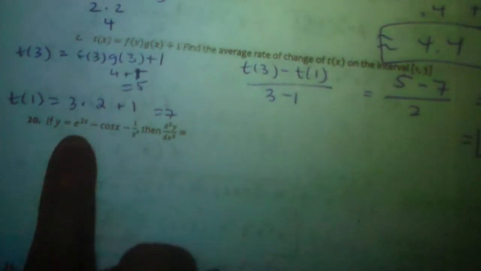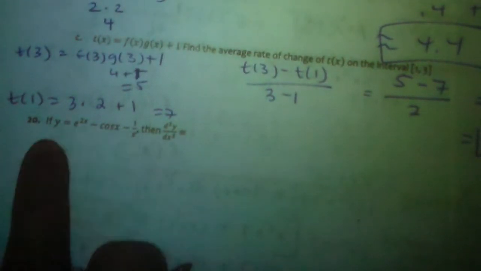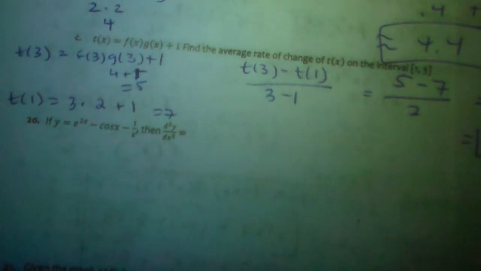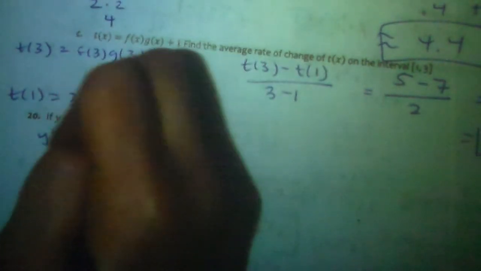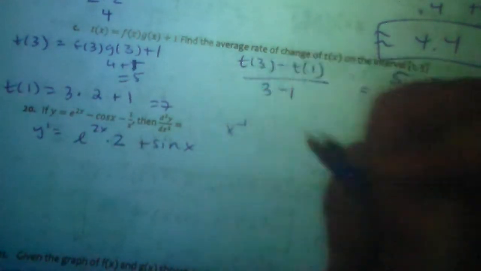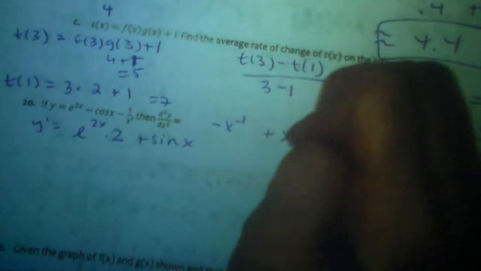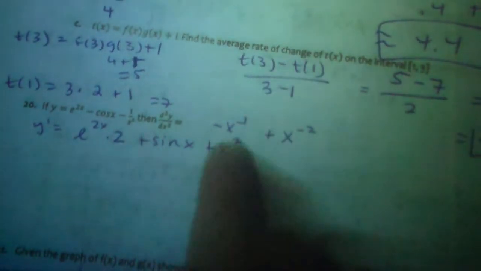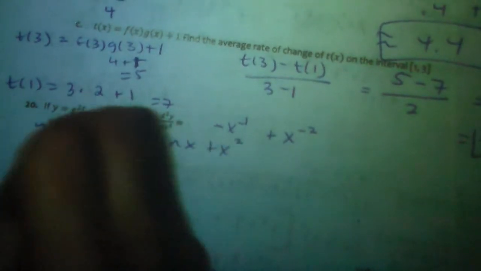Alright, here I'm looking for second derivative. There's no y's in my equation, so I don't need to do dy dx, right? This is just the first derivative. Derivative of e to the 2x times 2. Derivative of cosine is negative sine, so minus cosine would be plus sine. And then 1 over x is x to the negative 1. This is negative x to the negative 1. Derivative of that will become plus x to the negative 2. That's the first derivative. Now I need to take the second derivative.